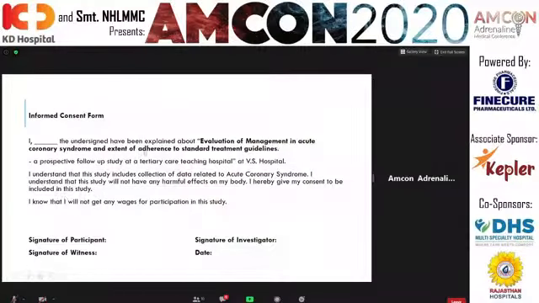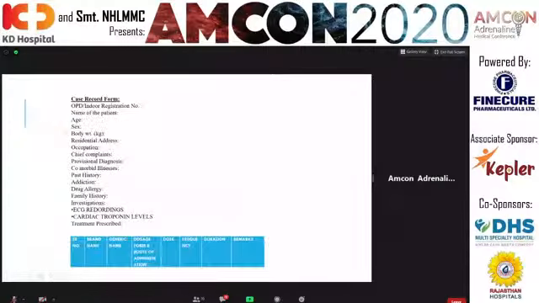The same form was also translated to vernacular language and provided to the patients. This is the case record form that was used to collect all the data.